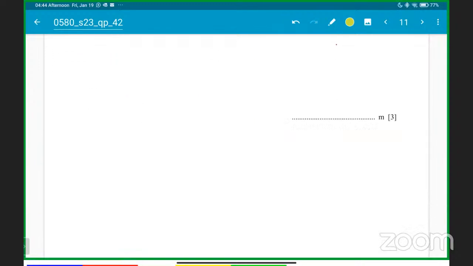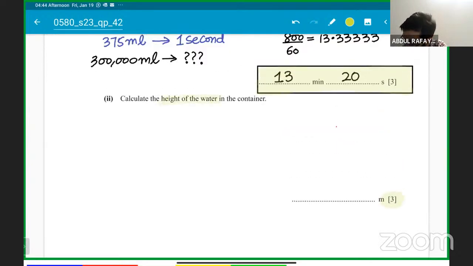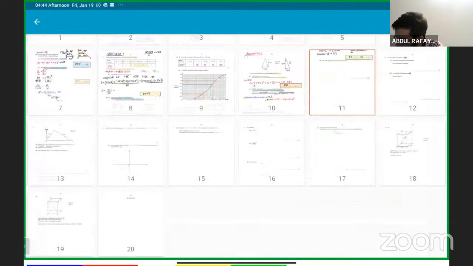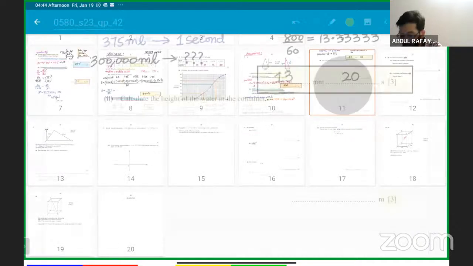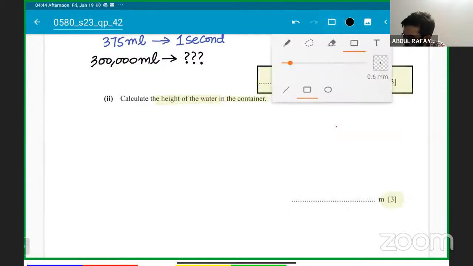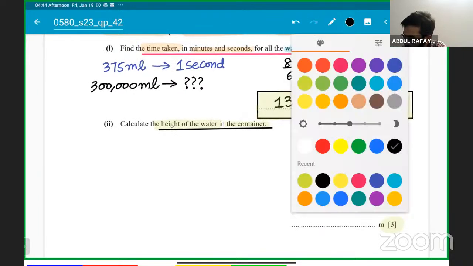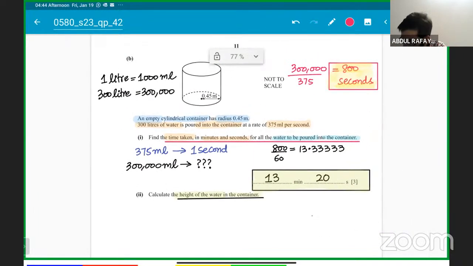Then for 3 marks, you have to calculate the height of the water in the container. Is everyone there? We have to calculate the height of the water in the container. Okay, everyone following? So how will you find the height of the water in the container? It's very simple, sir. We have to use the volume of the cylinder.